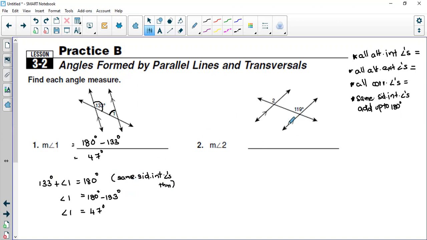So let's do question number 2. Here they are asking you for the measure of angle 2. So this particular angle, and they have given us this angle. Now always first define what kind of angles they are. So they are corresponding angles. So we could say the measure of angle 2 is equal to 119 degrees. And what's the proof we are going to give? Proof in the sense, the theorem. So why are we saying angle 2 is equal to 119 degrees? Because of the corresponding angles theorem.